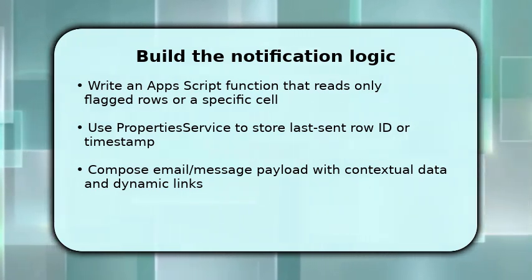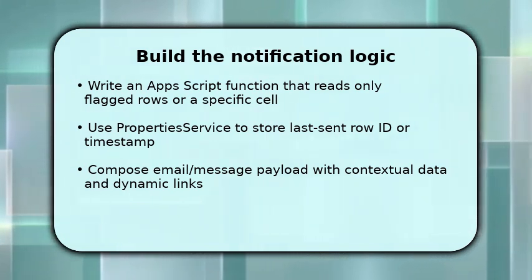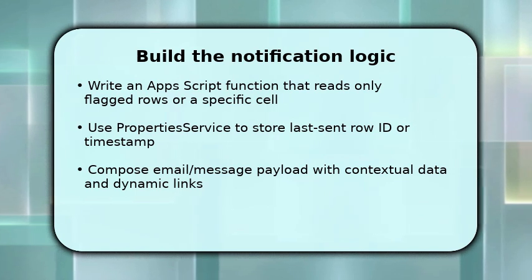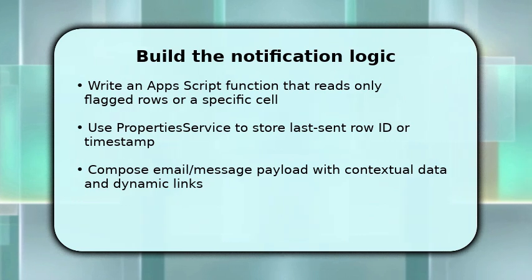Once filtered, build a concise payload with the row values and a direct sheet URL that opens to the row. Make sure to batch sends when multiple rows appear and to include a clear subject so recipients know what changed.